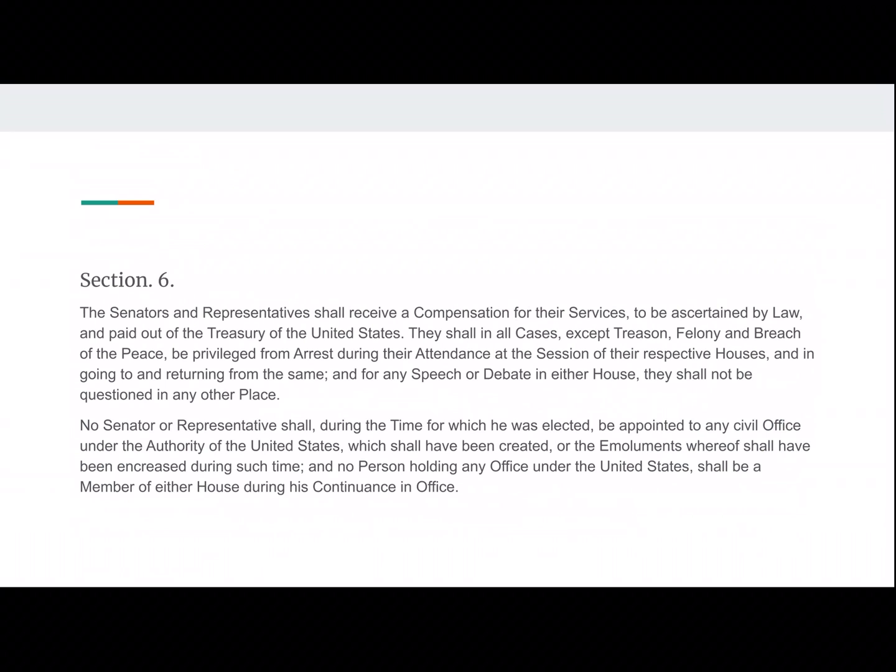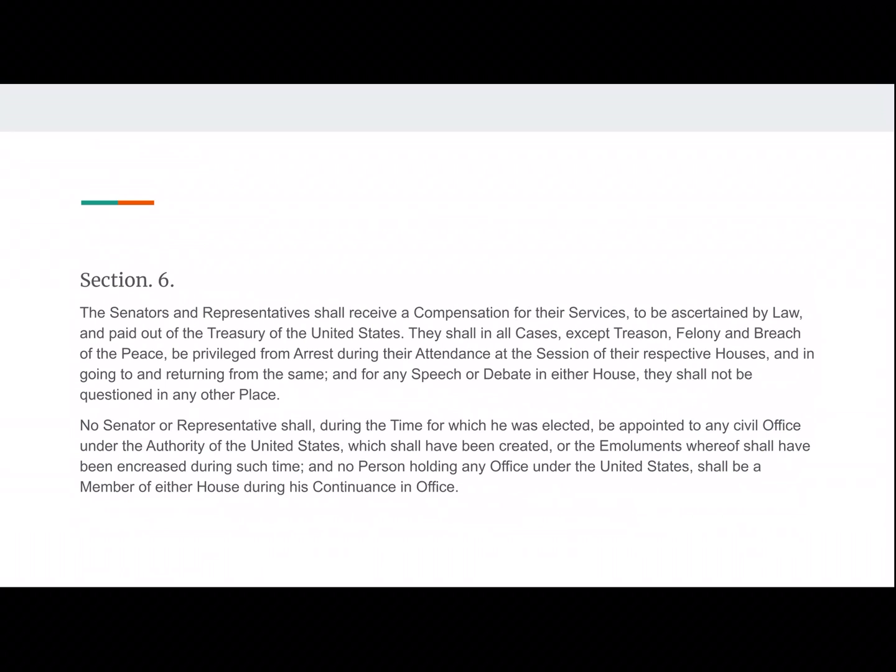They shall in all cases, except for treason, felony, and breach of the peace, be privileged from arrest during their attendance at the session of their respective houses, and then going to and returning from the same place, and for any speech or debate in either house they shall not be questioned in any other place. So it basically means they're allowed to say what they need to in there without fear of getting arrested, unless it's treason, a felony, or a breach of the peace. So felony are really serious crimes. A breach of the peace is kind of going against like disorderly conduct type of stuff.